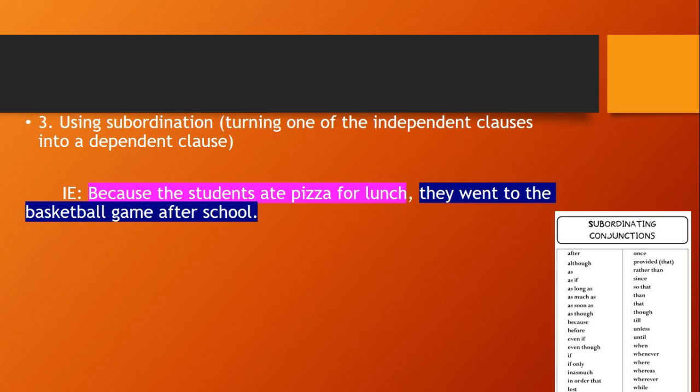a sentence with because. Continuing with our example, because the students ate pizza for lunch, comma, they went to the basketball game after school. In other words, we've used our third rule by making our first clause into our dependent clause and our second clause into our independent clause. So, rule number three, use subordination. And by using subordination, you will be turning one of your independent clauses into a dependent clause by using a subordinating conjunction.